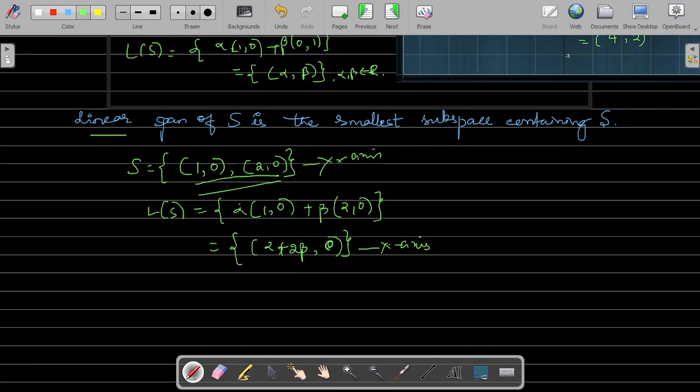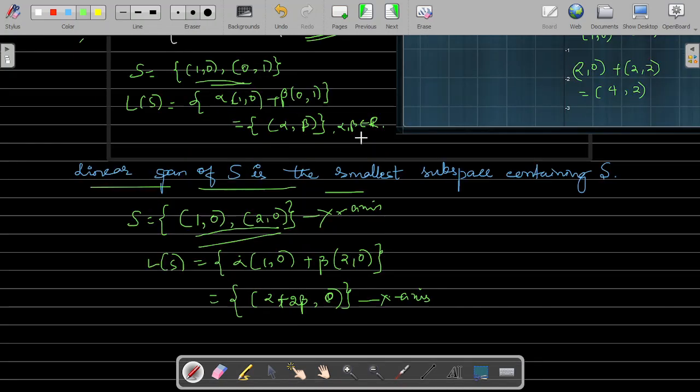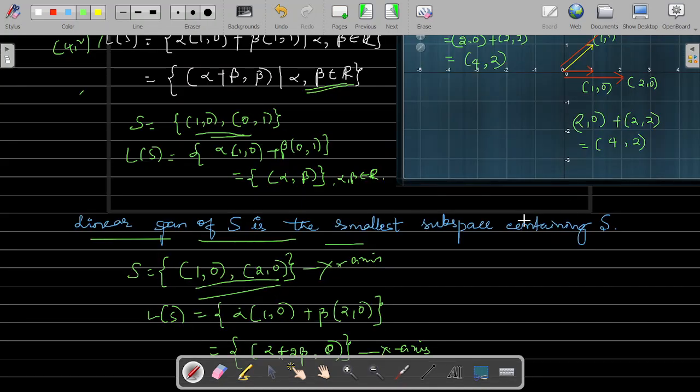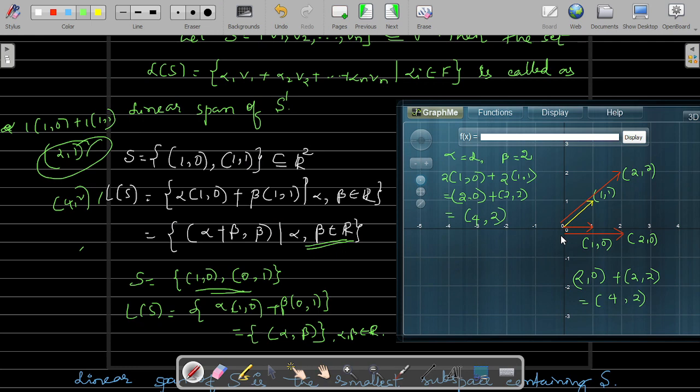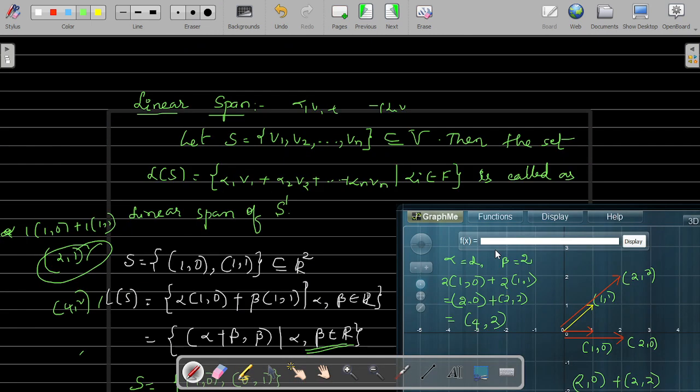One more important thing is that the linear span of S is the smallest subspace containing S. It is also a subspace. That is one important theorem or result which can be derived from the concept of linear span. So this is the meaning of linear span. Collecting all those possible linear combinations will give you the entire set, the linear span.